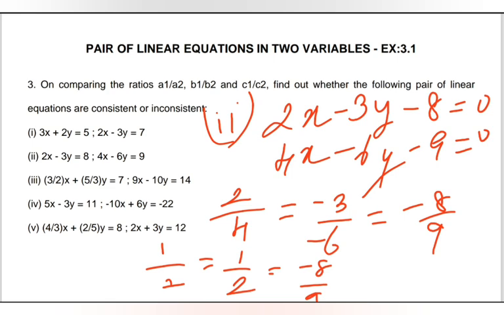So it is the third condition, that is a1 by a2 is equal to b1 by b2 is not equal to c1 by c2. So minus 8 by 9 is not equal. So the given lines are parallel. So it comes under inconsistent, because there is no solution. Inconsistent.